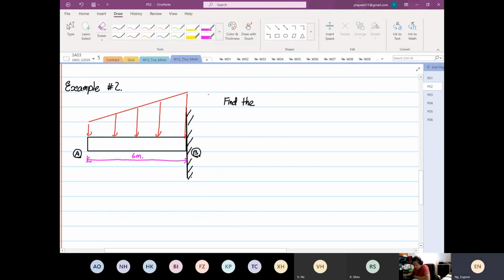Shear force and bending moment using the integration method. Okay, we're going to use the integration method.